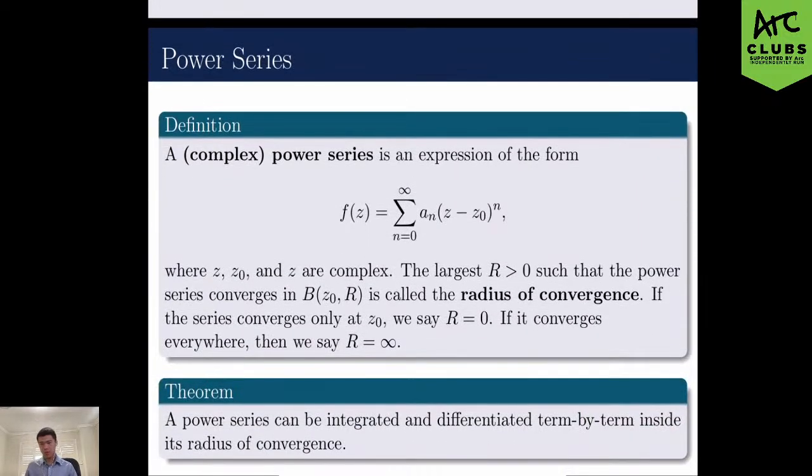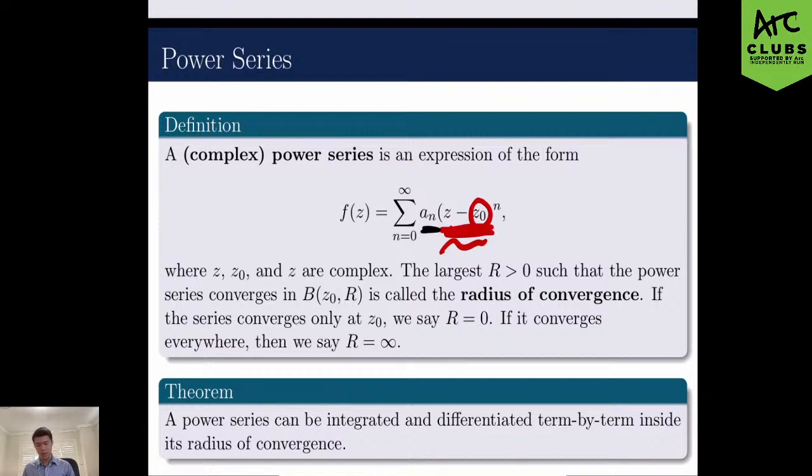Alrighty, so we'll get started with power series. This is basically the same as the concept we have in real analysis. We have a power series being expressed as a sum of powers of a given linear term. And it has the same kinds of rules as before, except everything can be complex. So the coefficients themselves can be complex, and we can also take z being complex, and the center of the power series, z0, can also be complex.